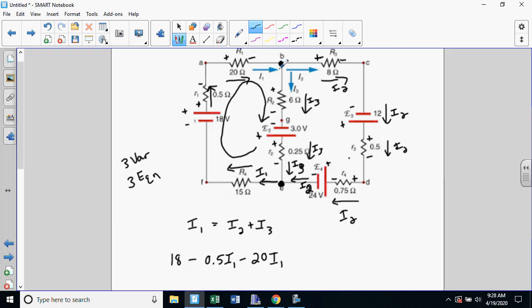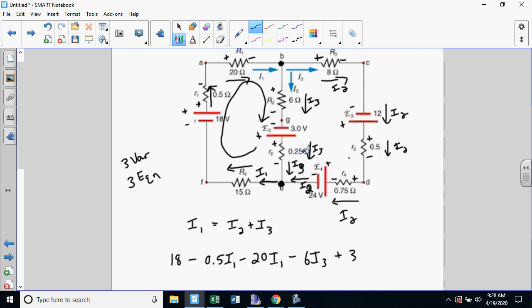Continue to move around. Now I'm into the third branch with current number 3. And this is from high to low. It's a 6 ohm resistor and it has the current of I3. So it's going to be a drop of 6I3. I'm going to get to this battery and I'm going from low side to high side. So that's going to be a raise of 3.